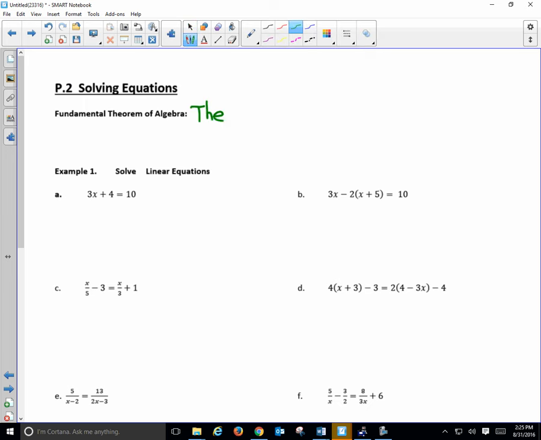We're going to give you a very brief introduction to what's called the fundamental theorem of algebra. And it's super cool. In my thought, it's the coolest part of algebra. I guess that's why they call it the fundamental theorem.